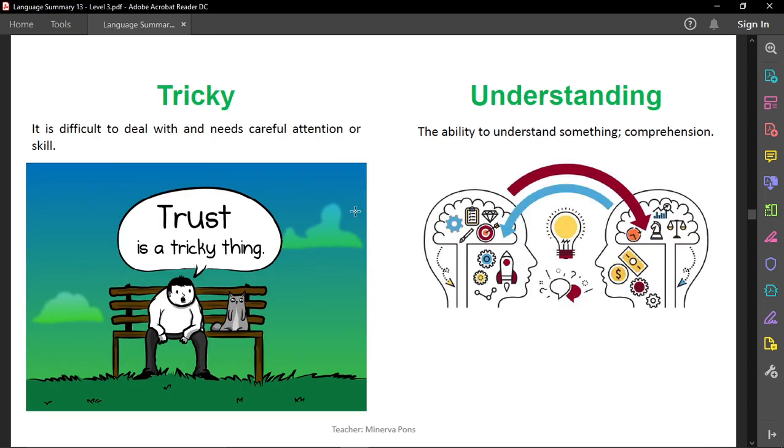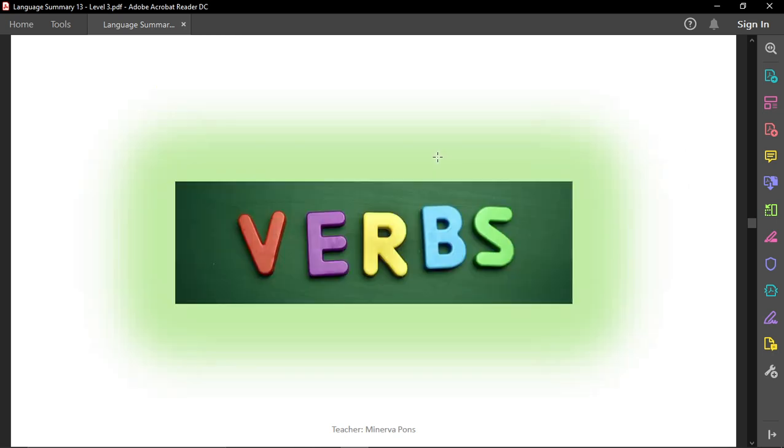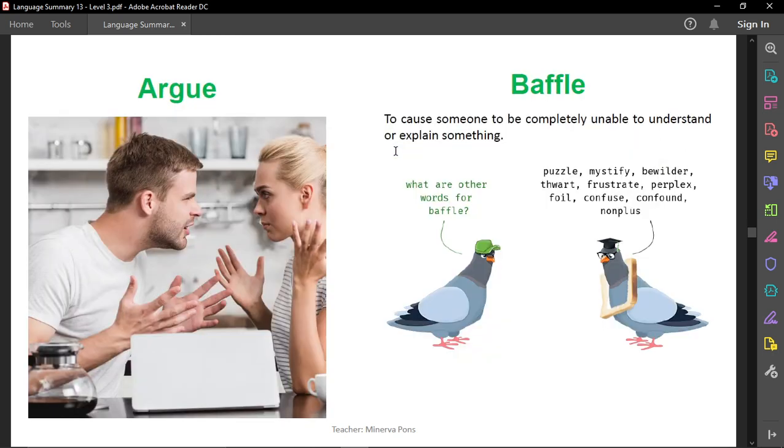Tricky. It is difficult to deal with and needs careful attention or skill. Something tricky is something kind of hard or complicated. Trust is a tricky thing. Understanding. The ability to understand something. Comprehension. Okay, let's see some verbs.